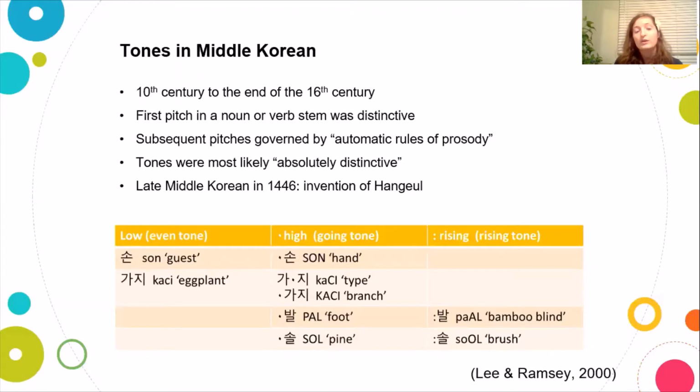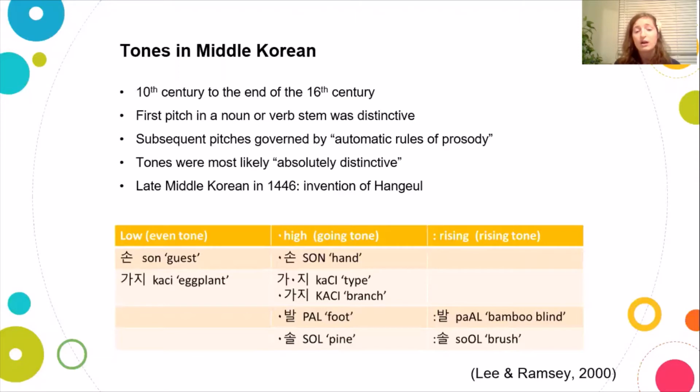Another important note is that tones in Middle Korean were most likely absolutely distinctive, meaning they could be understood outside of the context of the sentence. There were three main tones in Middle Korean: the even tone, which was monotone, the going tone, which was a higher pitch, and the rising tone. For the rising tone, the syllable would start out at a lower tone and increase to a high tone within that same syllable.